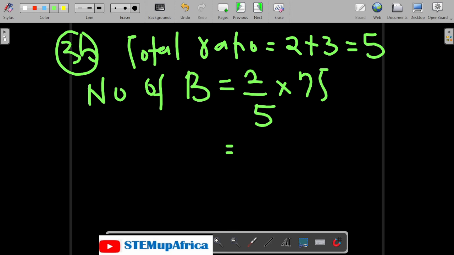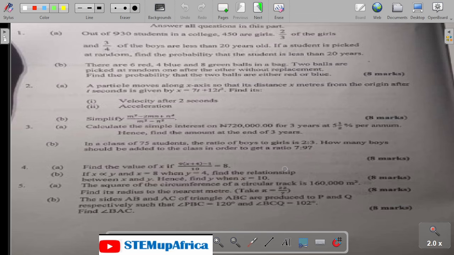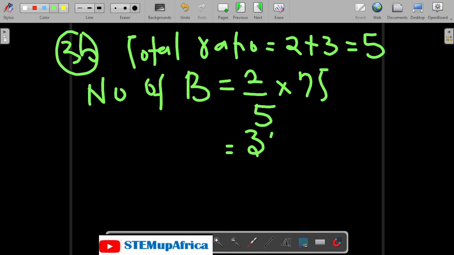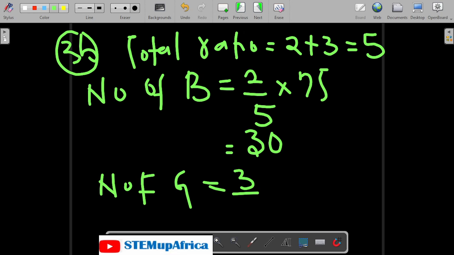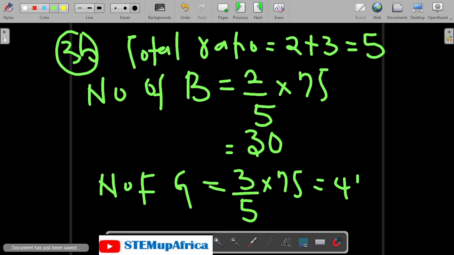That will give us 30. So the number of boys is 30. The number of girls is 3 over 5 times 75. That will give us 45.